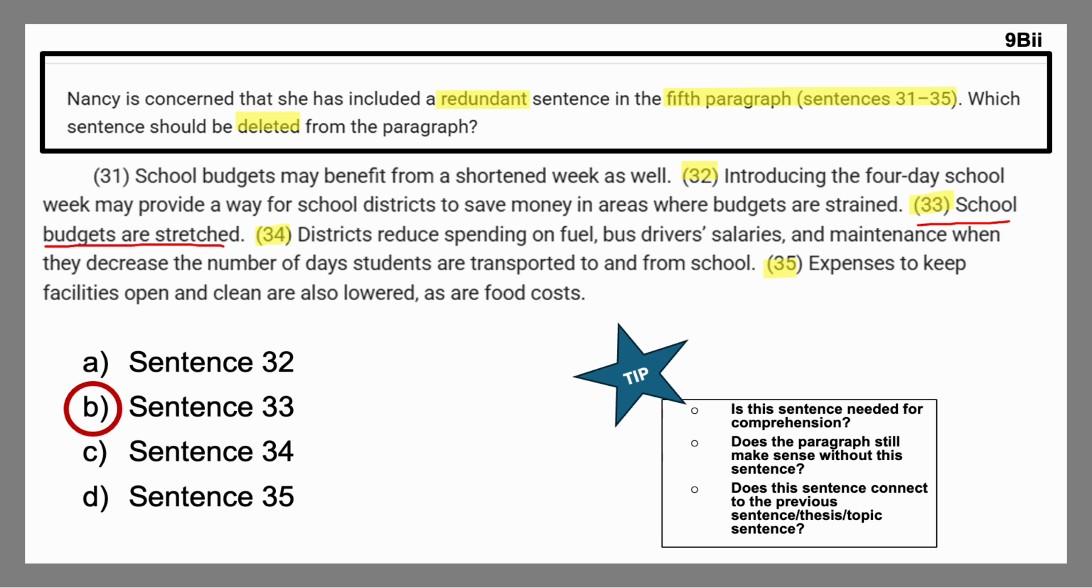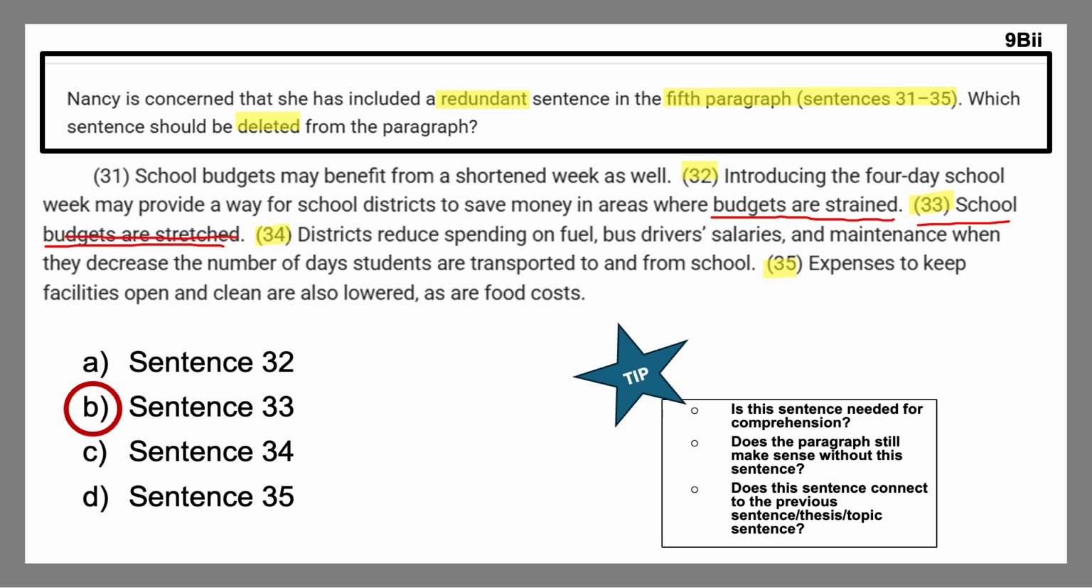So school budgets are stretched. Now, technically, we could use it. It's going to help with comprehension. The paragraph does make sense if I take it out. It does connect in a way because we're talking about ways the budgets may benefit and why we need it. But I want to see where the redundancy is, and it's right here. We've already said that budgets are stretched, budgets are strained. So I'm not going to waste good, wonderful writing space repeating it again. So I don't need this here.